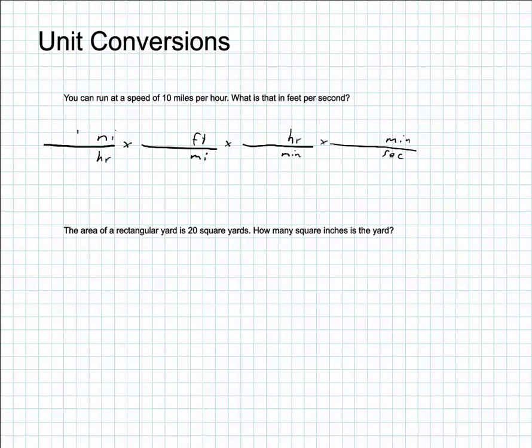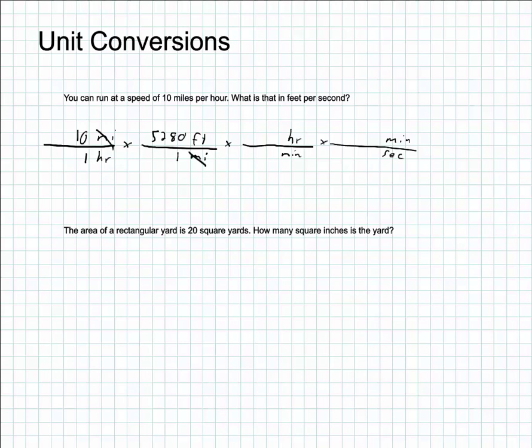All right, now let's plug in the values. So we started with 10 miles per every 1 hour. Then to convert that into feet, we had to multiply by 5,280 feet for every 1 mile. Now we're going to cancel out miles.